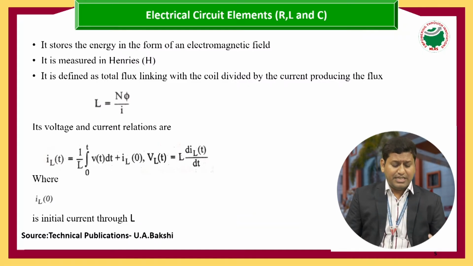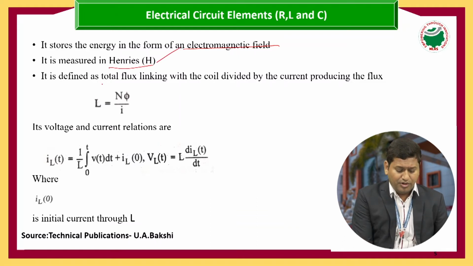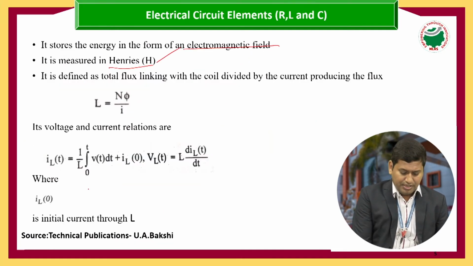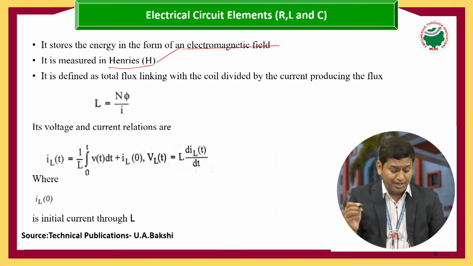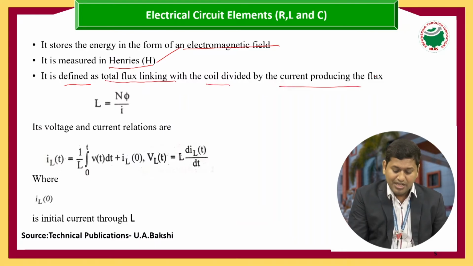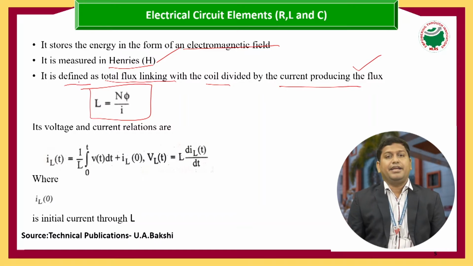After that, it is measured in Henry units, and already I told there is something called flux. L is defined with respect to flux linkage as L equal to N into phi by I. Here is one more definition: the total flux linking with the coil divided by the current producing the flux. L equal to N phi by I.